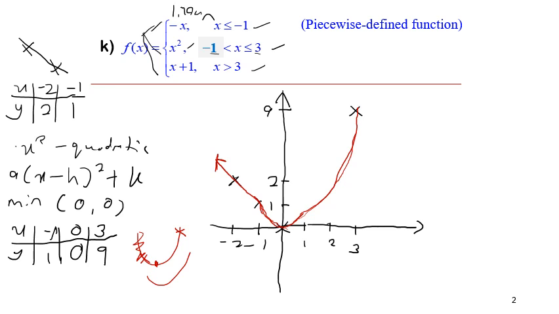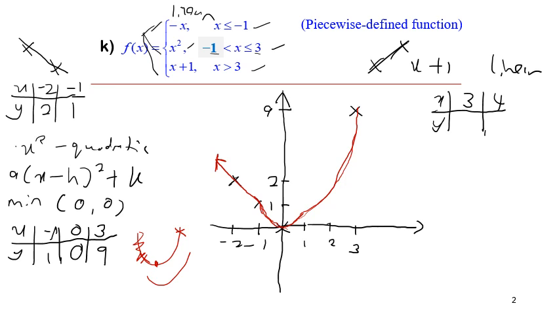And then lastly, x plus 1. So for x plus 1, again it is a linear function, and this time since x is positive, we get a positive gradient type. Okay, and also we know that x is defined for greater than 3, so we plot the first one at 3 and the second one, let's say 4. So after 3 is 4, right?